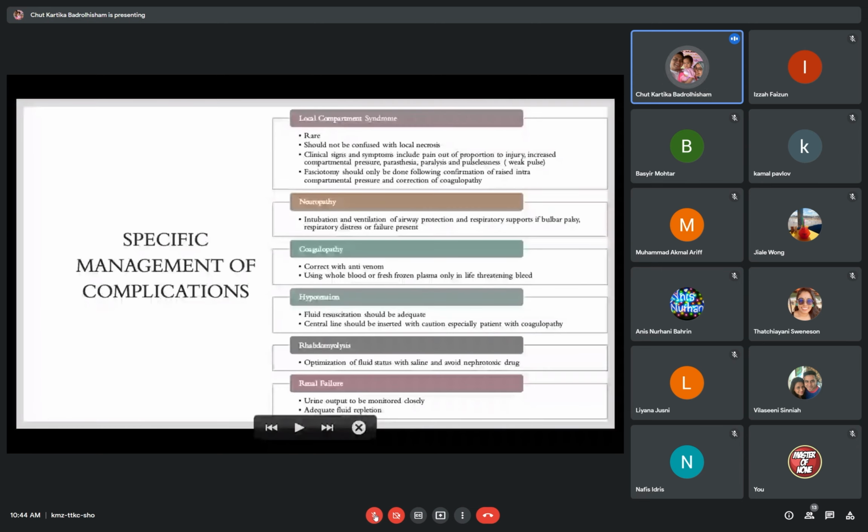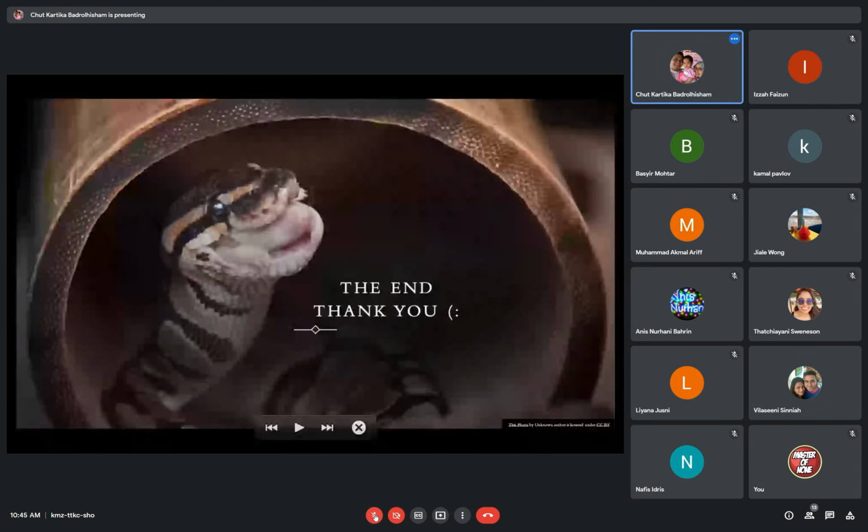So specific management of complications like compartment syndrome is rare, and if possible we avoid the urgent fasciotomy. That's why we need antivenom. So these slides explain how good your antivenom is. But bear in mind, it has to be specific to the identified specimen. Alright, okay. Finish. Okay, thank you.